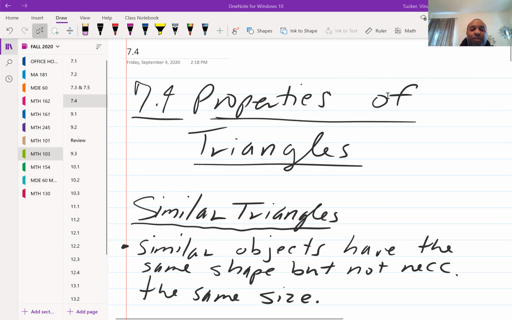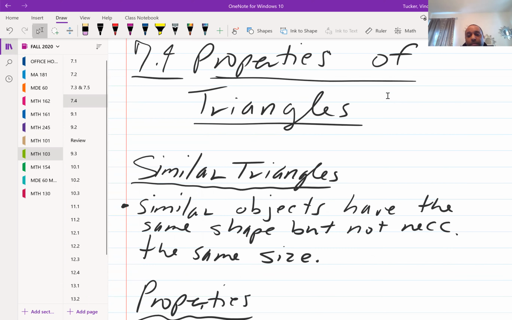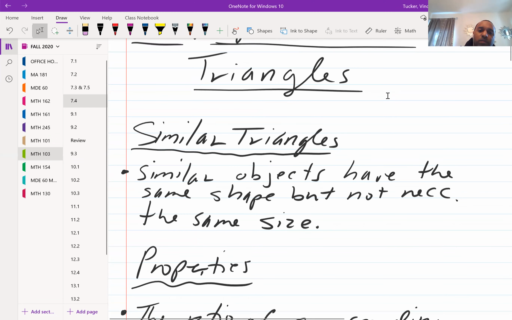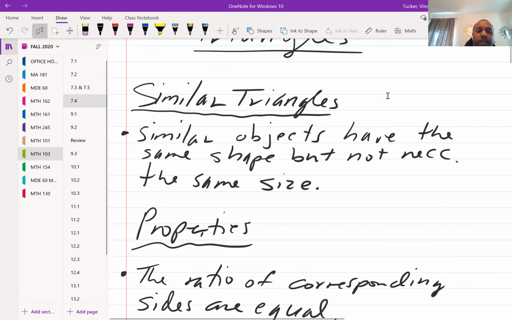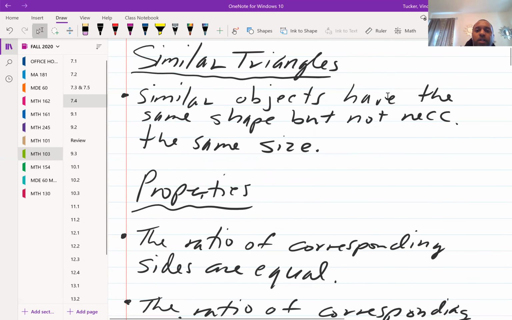All right. So 7.4, properties of triangles. Similar triangles are similar objects that have the same shape but not necessarily the same size. And of course, just like any other time, I've already written this stuff out, so if I scroll up too fast, most definitely let me know.